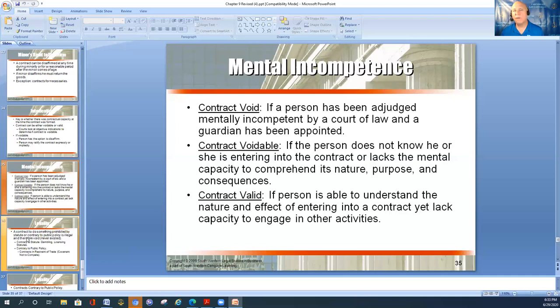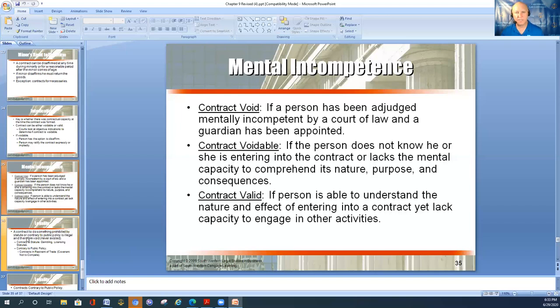So what about someone that hasn't been declared by a judge to be mentally incompetent? Well, in that case, it could be either valid or voidable. If that mentally incompetent person doesn't really understand what they're entering into, the consequences of that agreement, the nature of it, the purposes of it, they just don't really understand. They're just signing some piece of paper.